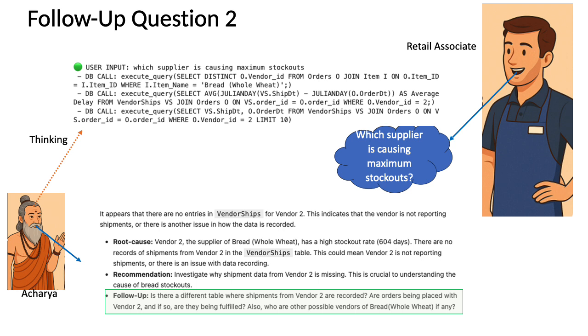Next, based on the follow-up suggested by Acharya in step 1, the associate asks, which supplier is causing the maximum stockouts? Acharya pinpoints supplier causing maximum stockout by evaluating item stockout rates and identifying suppliers responsible for the items. Acharya takes a further step by trying to look at the delay in shipping.